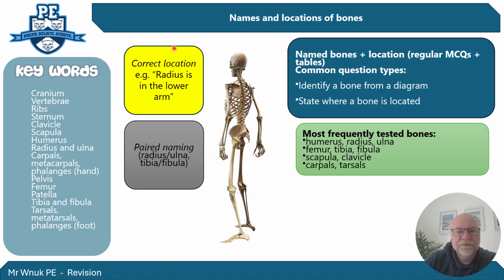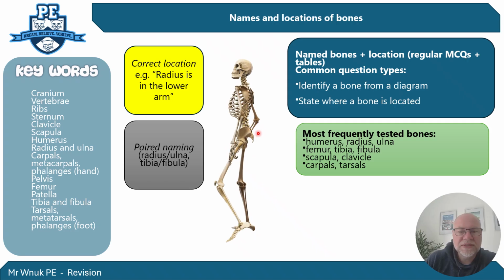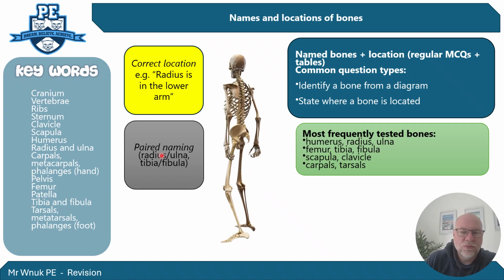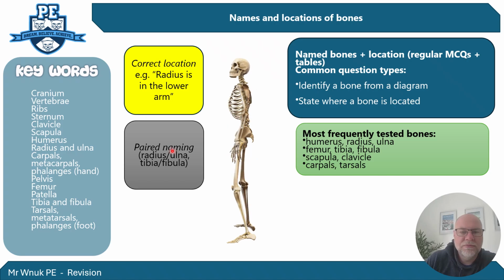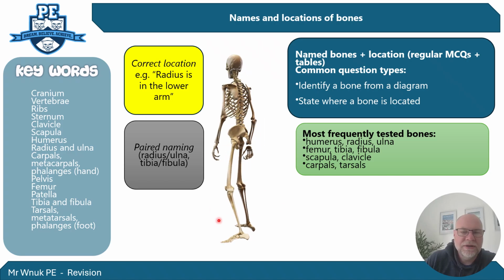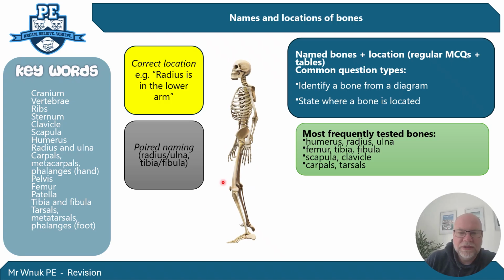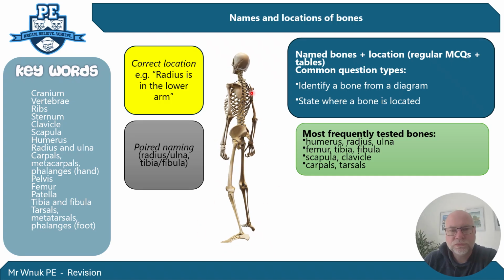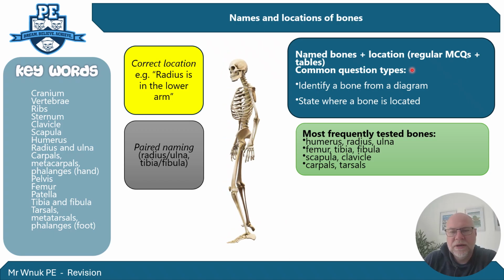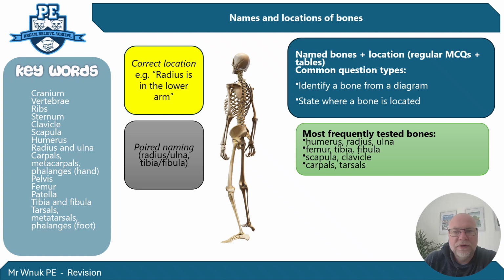So often you just need to say where it's located, like the radius is in the lower arm, or you need to say what the pairs are. So what bones make up the lower arm, so the radius and ulna. What bones make up the lower leg, or it could be the knee joint, and then you have to name all the bones that join at that point. Not commonly asked in detail, so just short answer questions are fine.